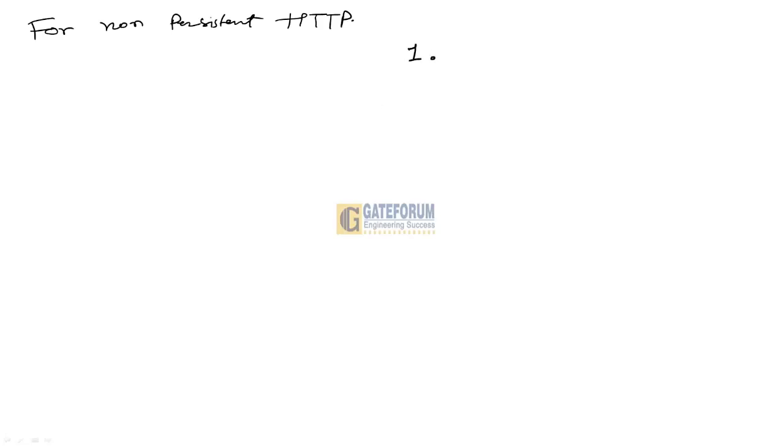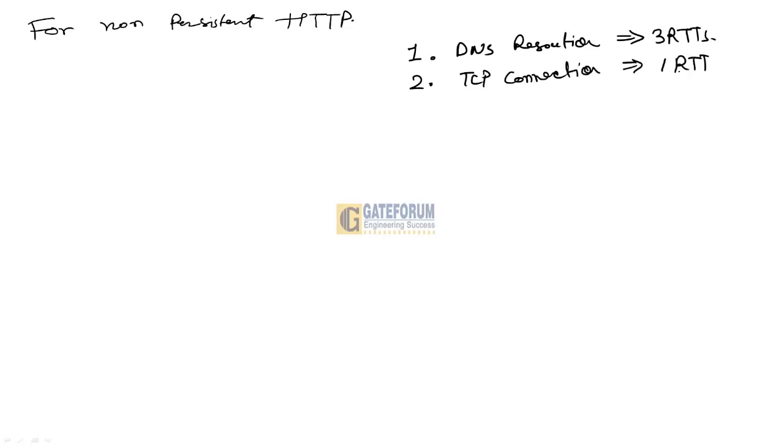So first, we need to resolve the DNS. DNS resolution, as we know, takes 3 round trip times to resolve the name. Okay, then we need to make a TCP connection. To establish a TCP connection we require 1 round trip time. After making the TCP connection, getting the HTML base file requires 1 RTT.